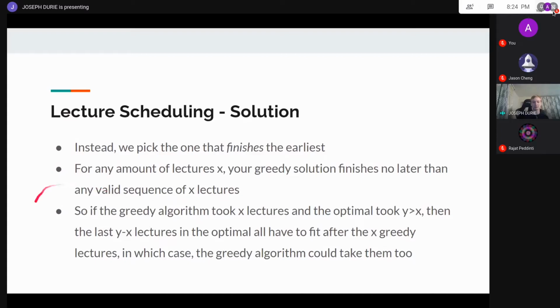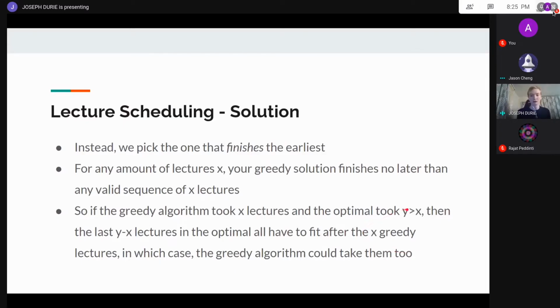So does this make sense? This is kind of a complicated argument. Wait, so optimal is like the real answer? Yeah, so what we're doing is we're comparing the greedy solution to the best answer. We're not specifying how we compute it, but just the best answer.